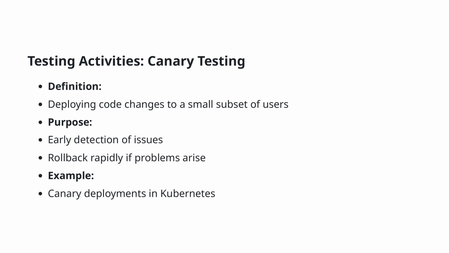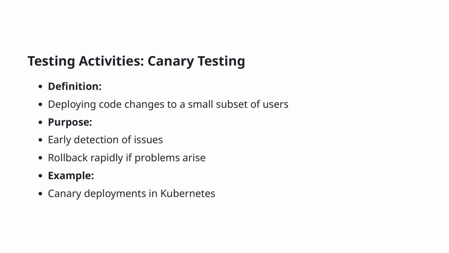On this slide, we will explore Canary testing, a crucial part of your testing activities. Canary testing involves deploying code changes to a small subset of users before a full-scale rollout. The primary purpose of this testing technique is to enable the early detection of issues. By monitoring this small group, you can quickly identify any problems and roll back the changes if needed, minimizing the impact on your user base.